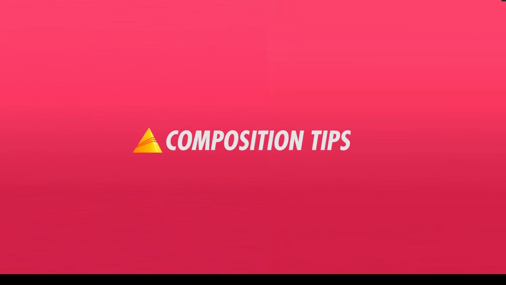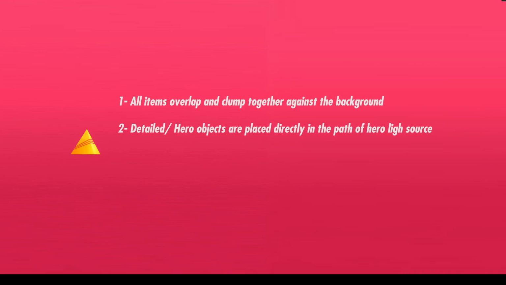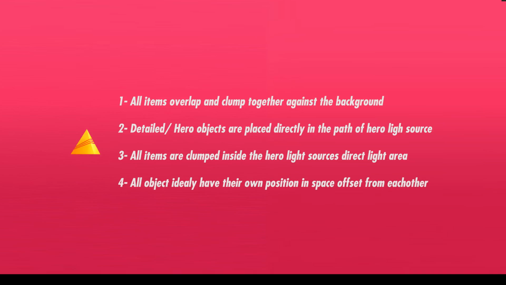So just to recap those four steps again, you want to make sure that all items overlap and are clumped together against the background. The detailed or the hero objects, make sure you're placing those directly in the path of the hero light source. All items should technically be clumped inside the hero light source's direct lighting area or cone. And all objects ideally have their own position in vertical space offset from each other.